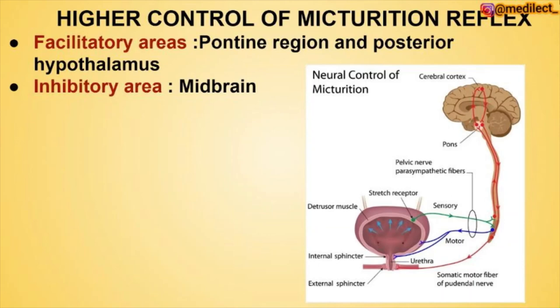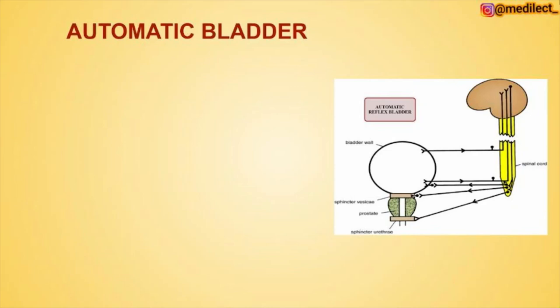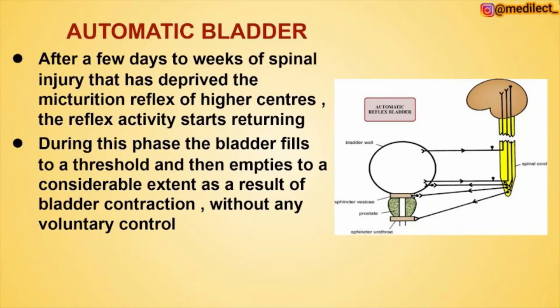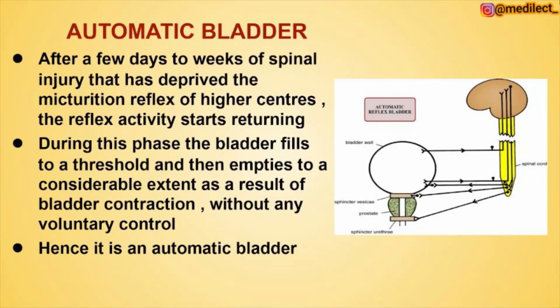Now the automatic bladder. What is automatic bladder? As the name says, automatic. So what happens? After a few days to weeks of spinal injury that has deprived the micturition reflex of the higher center, the reflex activity starts returning. And during this phase, the bladder fills to a threshold and then empties to a considerable extent as a result of bladder contraction without any voluntary control. Hence, it is an automatic bladder.